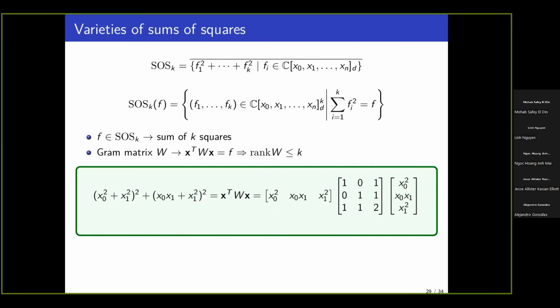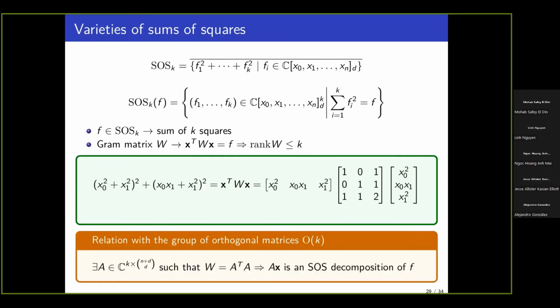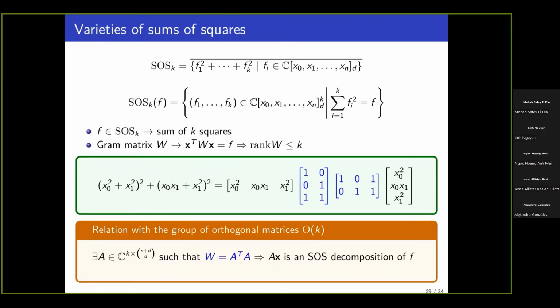And so what we really have is a close connection to the symmetric determinantal ideals we saw before, because we have a symmetric matrix with this rank condition. And indeed, if it is a sum of squares, then we can decompose this W into some matrix A, so A transpose times A, which gives us the sum of squares decomposition. So this matrix A is just coming from the decomposition you see on the left.